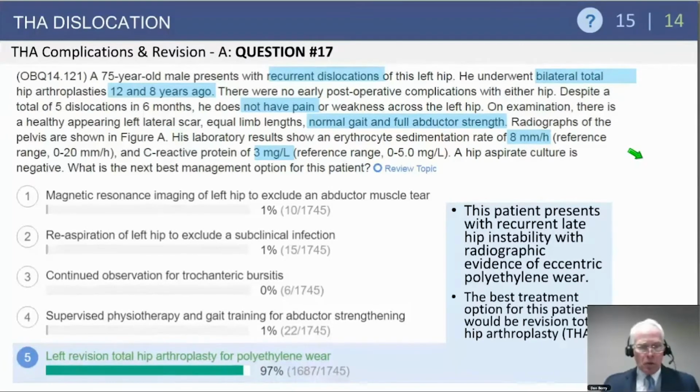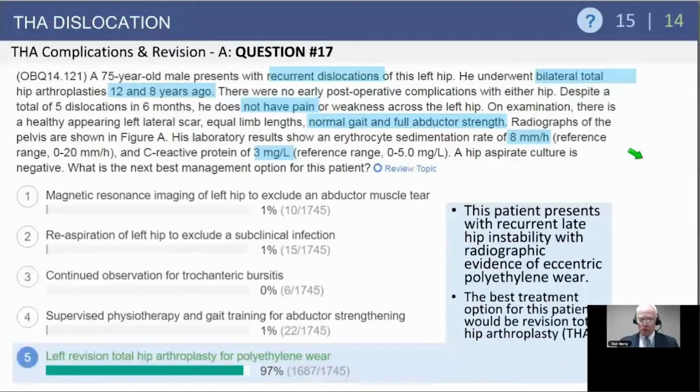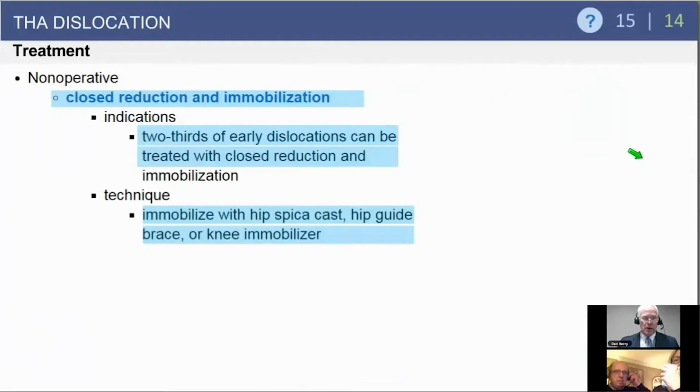The correct answer to this question is 5 in terms of management, and that is left revision hip arthroplasty for polyethylene wear. Going through the distractors, MRI imaging of the hip to exclude an abductor tear would not be particularly indicated because the patient has normal strength. There's no need to do any further tests to rule out infection at this point. And continued observation for trochanteric bursitis would not help the patient's recurrent dislocation. And finally, supervised physiotherapy in the presence of normal abductor strength and 4 dislocations would be unlikely to be of assistance. So answer number 5 is the correct answer.